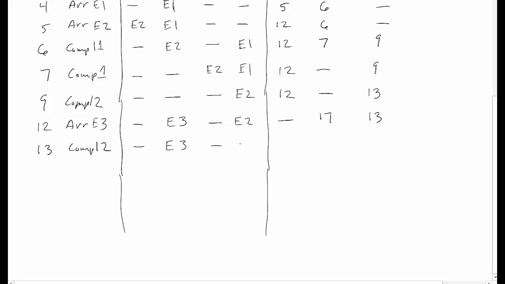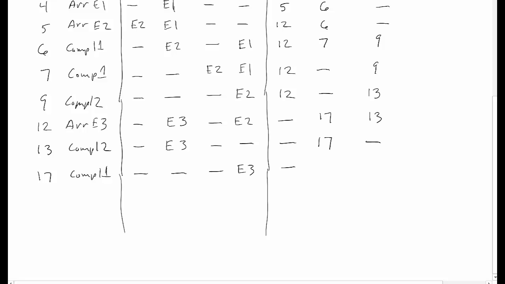Nothing in Q2, nothing in server 2. We don't have a future arrival. Finish processing at time 17 on server 1, and we no longer have a completion event on server 2. So now it's time 17. We have a completion on 1. Entity E3 begins service on server 2.